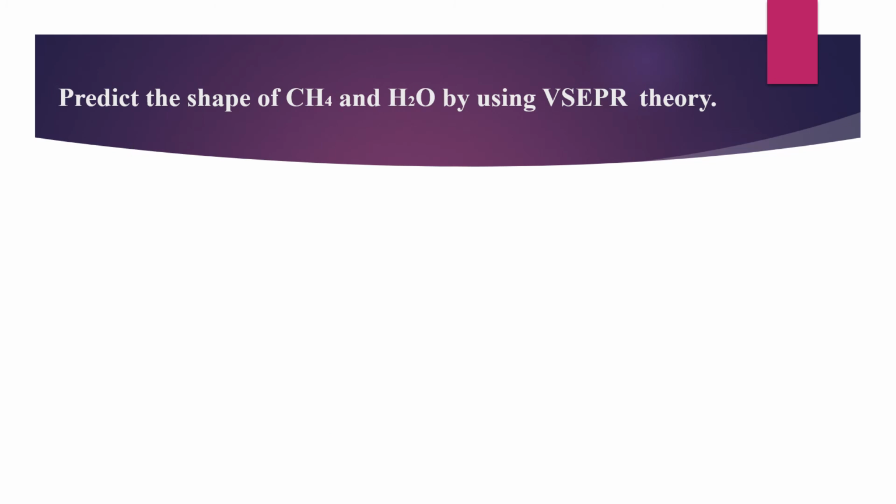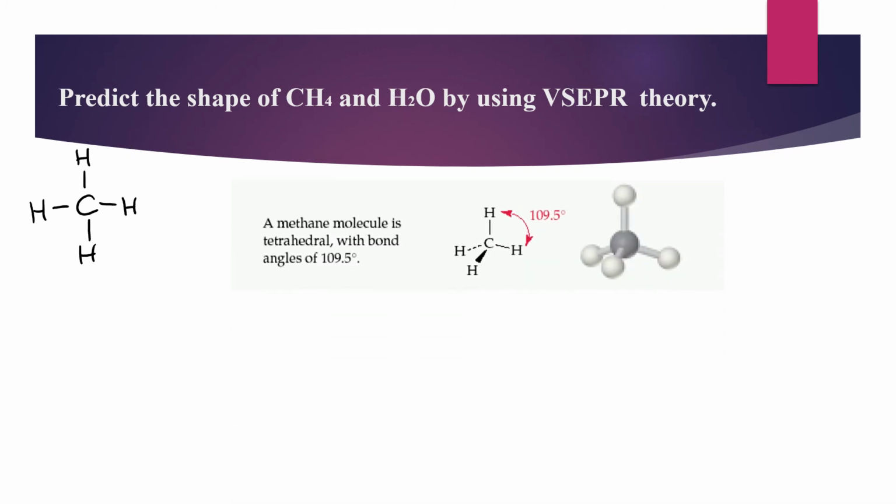So let's predict the shape of methane and water using the VSEPR theory. For methane, we need to draw the Lewis dot diagram first. It is carbon with 4 hydrogens attached to the center atom. If we take a look at our notes, the only one that has 4 atoms attached to the center with 0 lone pairs is tetrahedral, and we see that here.